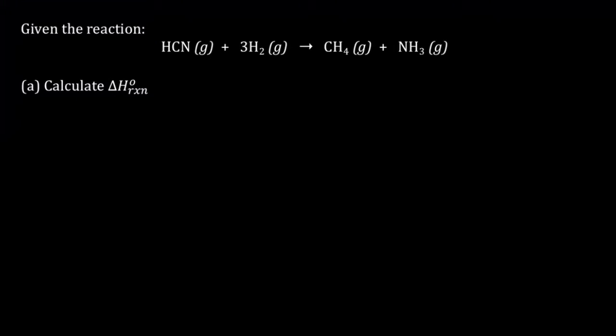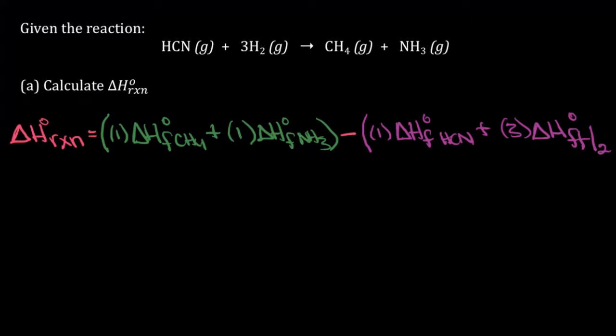Let's do an example. Given the reaction hydrogen cyanide gas combining with hydrogen gas producing methane gas and ammonia gas. First, let's calculate the delta H reaction, the enthalpy change of reaction. This is very familiar. We have done this many times. Our original Hess's law. I went ahead and wrote out Hess's law for us.